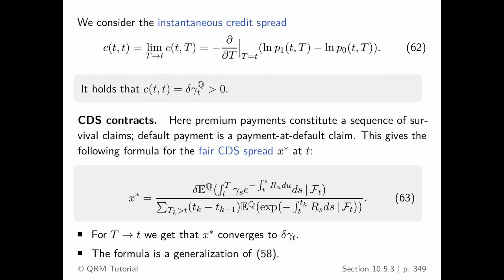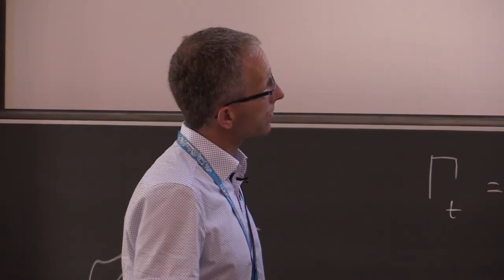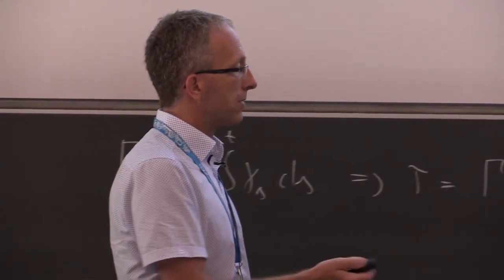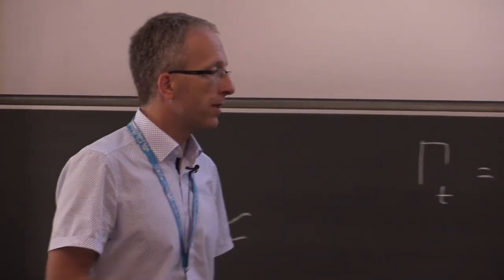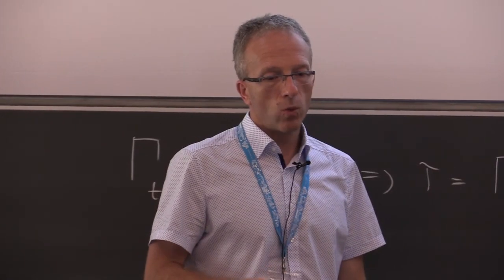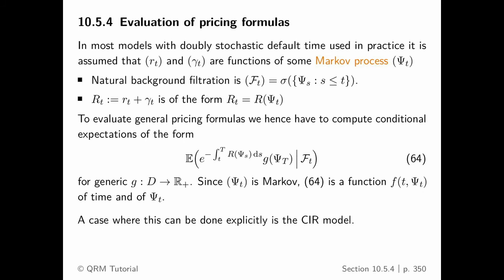Okay, so what remains is, how can I compute expressions of this type? At least in some special model, because so far we've just said we can reduce it to a simpler situation with deterministic interest rates. I want to show you quickly one class of models where this works. Typically when you set up a model, you have an economic state variable, and the default intensity is a function of that state variable or is equal to it.